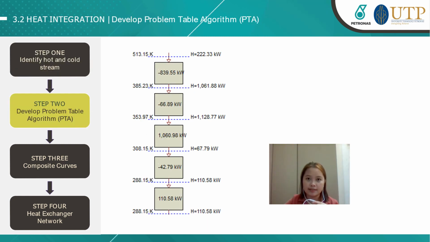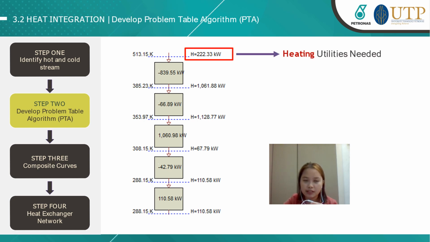Moving on to the second step, this is the heat cascade for the potential heat exchange between the streams. For this cascade, it is stated that a heating utility is needed to accommodate the heat integration with the value of 222.32 kilowatt.